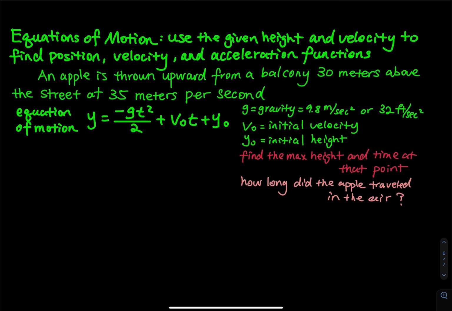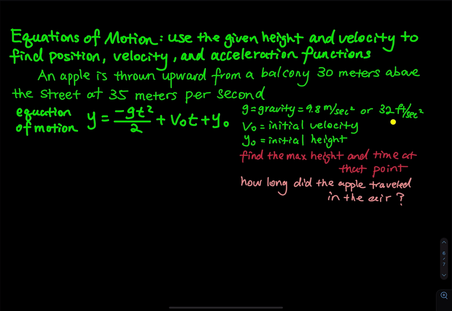Well, we will be using the equation of motion, that is y equals negative g t squared divided by 2, plus v naught t, and then plus y naught. Some specification: the g is gravity. For gravity, we have one number for meters and one number for feet. That is 9.8 meters per second squared, or in feet, that is 32 feet per second squared.